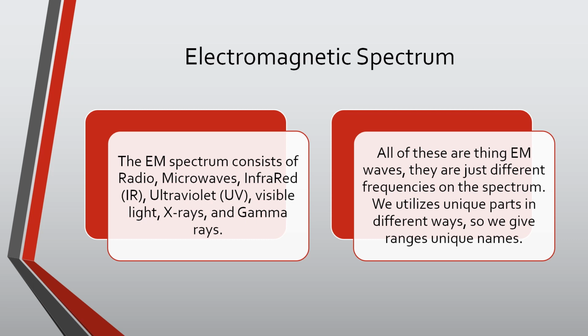The electromagnetic spectrum consists of radio waves, microwaves, infrared, ultraviolet, visible light, X-rays, and gamma rays. All of these are the same electromagnetic waves. They are just different frequencies on the spectrum. We utilize unique parts in different ways, so we give the ranges different names.